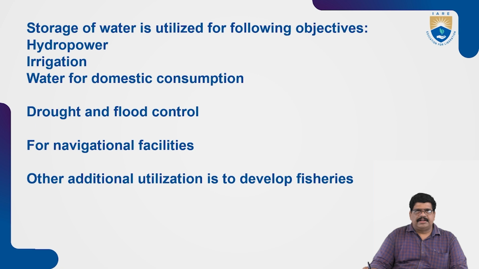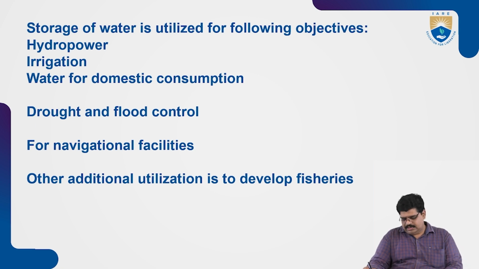Next, water for domestic consumption. Water is released through canals, and after purification it can also be used for drinking purposes. The next one is drought and flood control. Drought and flood control also uses the stored reservoir water. Next, for navigation purposes, for traveling from one place to another, the canals and reservoirs can be used.